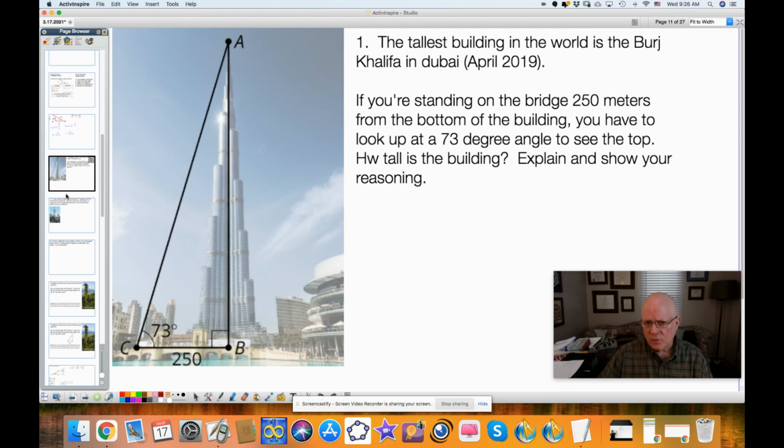Next, we had a couple of questions here. If you're standing on the bottom 250 feet away, can you find this height? And we could call this y. Notice this is the opposite. This is the adjacent from that angle. So if I take that angle and I do the tangent, which is my SOHCAHTOA, opposite and adjacent, the tangent of 73 is equal to y over 250. And then I solve for y.